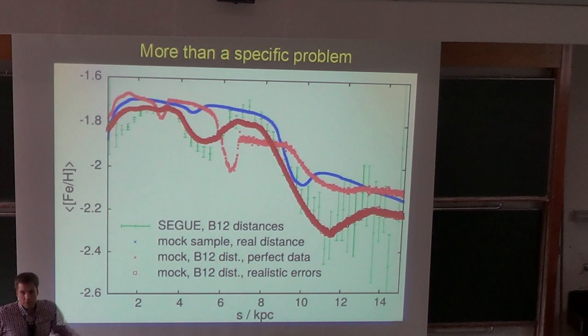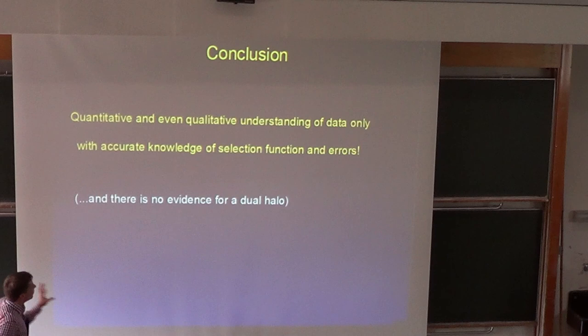So two messages from this. This is the first large sample that we have. And we have no way without a perfect modeling approach to understand what we are doing. If we don't get this right, we will just find dual halos, quadruple disks, or whatever you like. So the conclusion, we need a quantitative and qualitative understanding of the data.